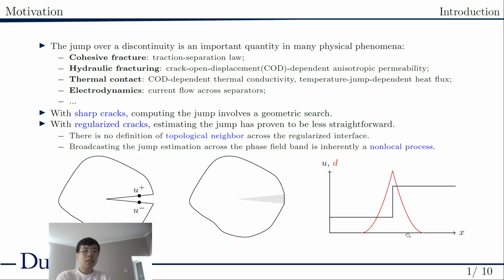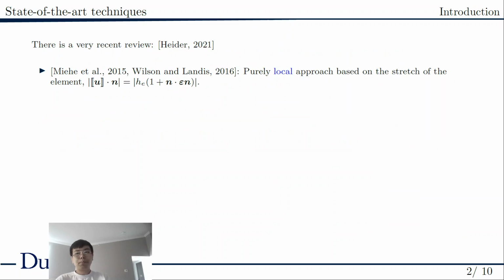Okay, so it is actually straightforward to see that in order for the phase field fracture to gamma converge, the jump value has to be constant everywhere inside the phase field band. So this is what I meant by broadcasting. Once we have the jump estimation, we need to broadcast it over the entire phase field band, and this process is inherently non-local. So that is the second challenge.